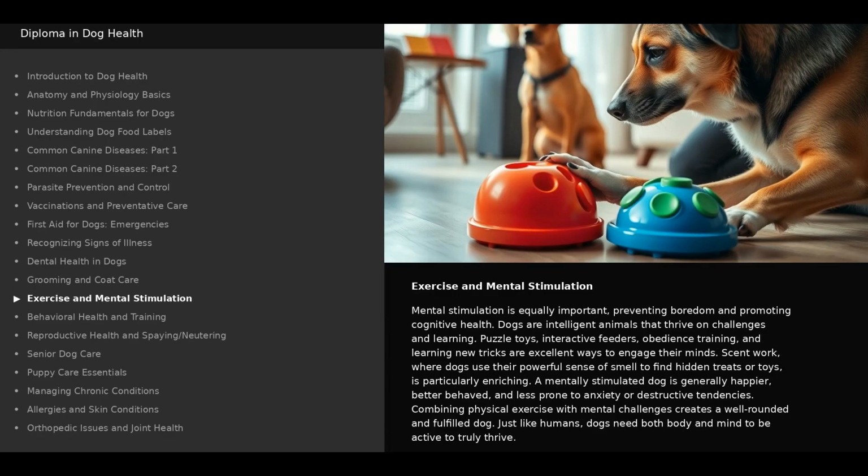A mentally stimulated dog is generally happier, better behaved, and less prone to anxiety or destructive tendencies. Combining physical exercise with mental challenges creates a well-rounded and fulfilled dog. Just like humans, dogs need both body and mind to be active to truly thrive.